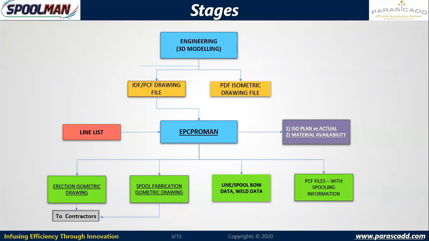model, which is a 3D model from where we will get IDF file and PCF files. And these IDF file, PCF file go to AutoSpool, which is part of EPC Proman. And then we get erection drawing, spool drawing just like this. So we'll cover this in detail.